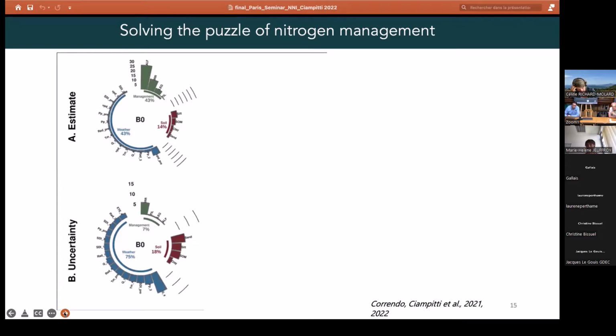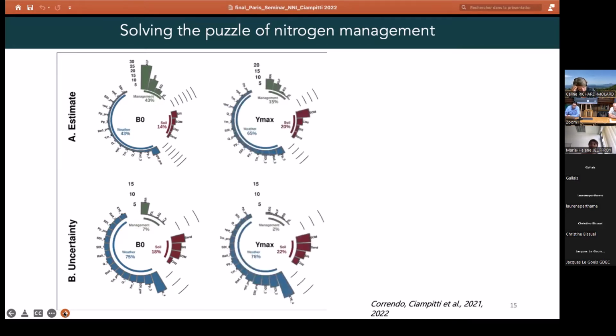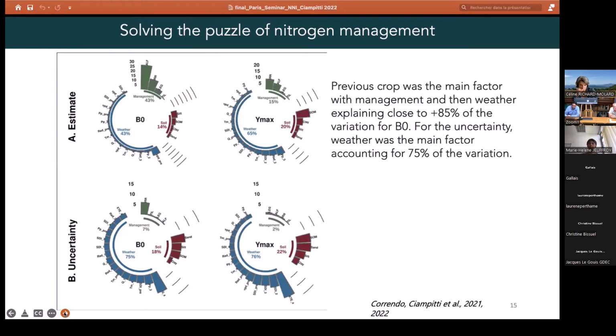On the estimate, when you look at the main factors affecting it, the management, the soil, and the weather all share a similar proportion. When you look at uncertainty, mainly everything comes from weather. Similar is when you look at the maximum yield for maize. The previous crop was also a really good factor.